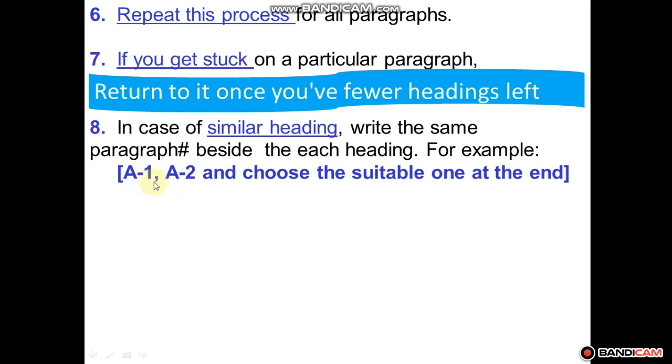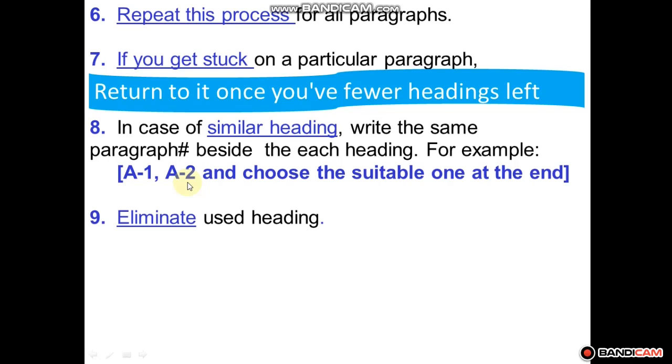Like for paragraph A, this is your first choice. You think this is also matching, so this is the second one. Both of these you can write beside that heading, to remember. Fine. Number 9, eliminate used headings. You can simply cross through them.